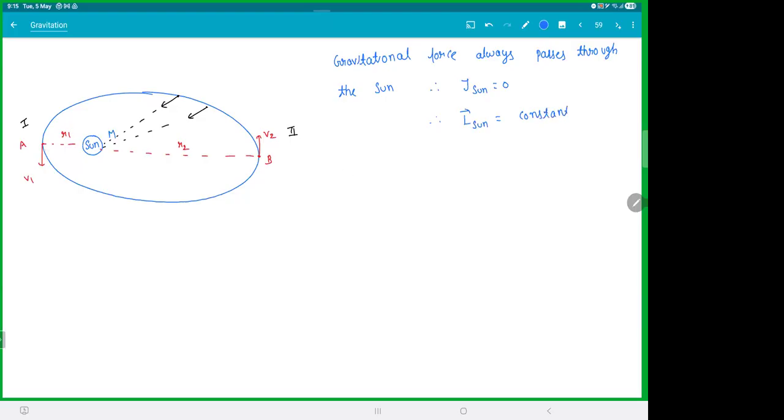So, if you see, these are the farthest points, that means the velocity will be perpendicular. m v1 r1 is equal to m v2 r2. v1 r1 is equal to v2 r2, equation 1. Energy in state 1 is equal to energy in state 2. Energy will be potential energy, which is minus GMm by the distance between them, r1, plus half m v1 square, equals minus GMm by r2, plus half m v2 square.